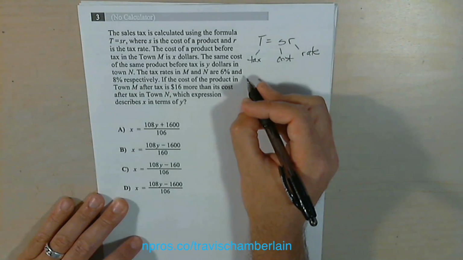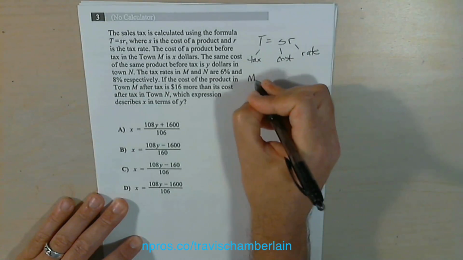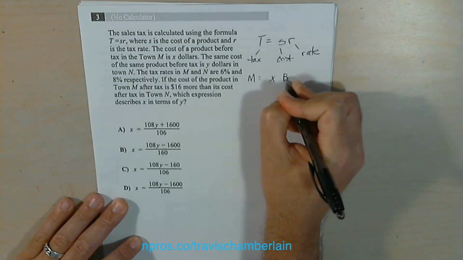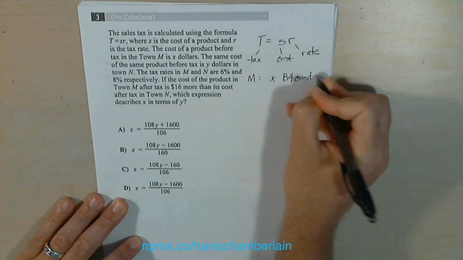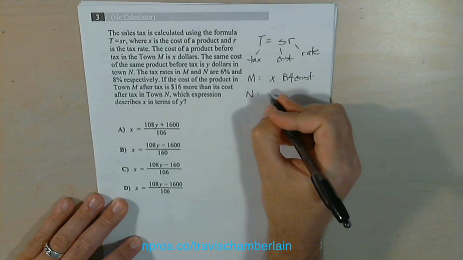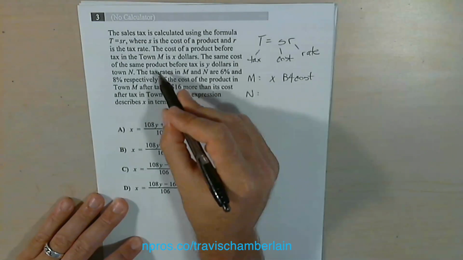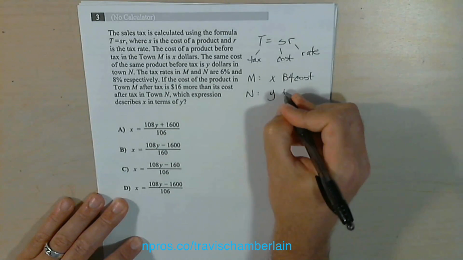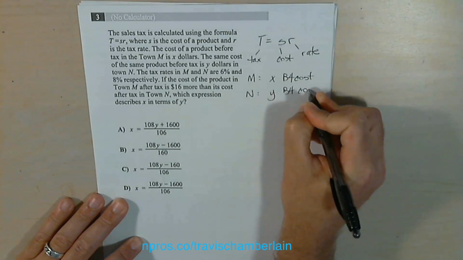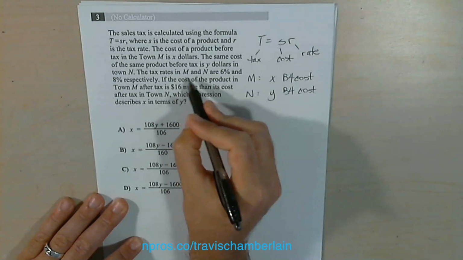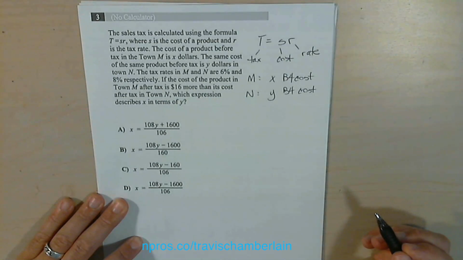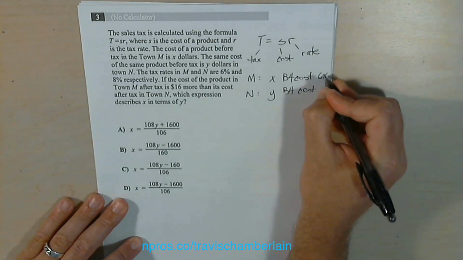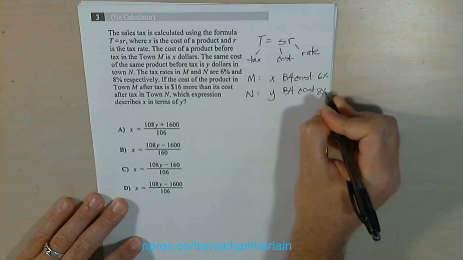The cost of a product before tax in town M is X dollars. Okay, so we're in town M, and X is the before cost. And in town N, they're saying that the cost of the same product before tax is Y dollars. So Y is going to be the before cost in town N. The tax rates in M and N are 6% and 8% respectively. Looks like a good spot. Let's put 6% here and 8% here.